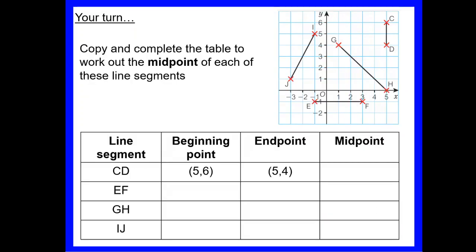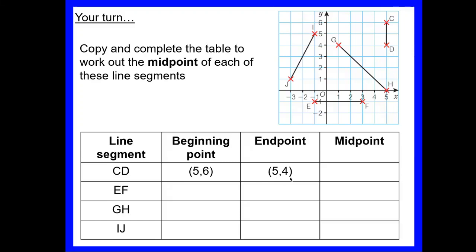Okay, so we've got some here for you to have a go at. Now, let's talk through the first one together first of all. So we've asked for line segment CD. So we're going to find the one that's called CD. So that's this one here, going from C to D. The beginning point is at C, so the beginning point is always the first letter. So that's at 5 along, 6 up, so that's here, 5, 6. The end point is at D, so that's 5, 4.